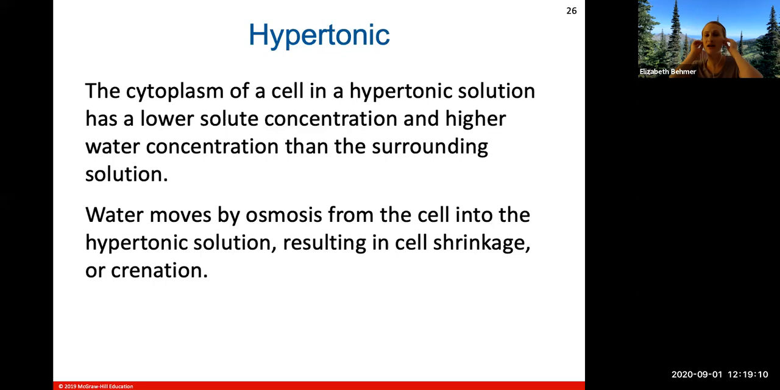And then a hypertonic solution. If the cytoplasm of a cell is put into a hypertonic solution, the hypertonic solution will have the greater concentration of solute, and the cell will have the lower solute concentration. Water will move by osmosis from the cell into the hypertonic solution, and when water leaves, the cell will shrink. Anytime that a cell shrinks in size, we call that crenation.